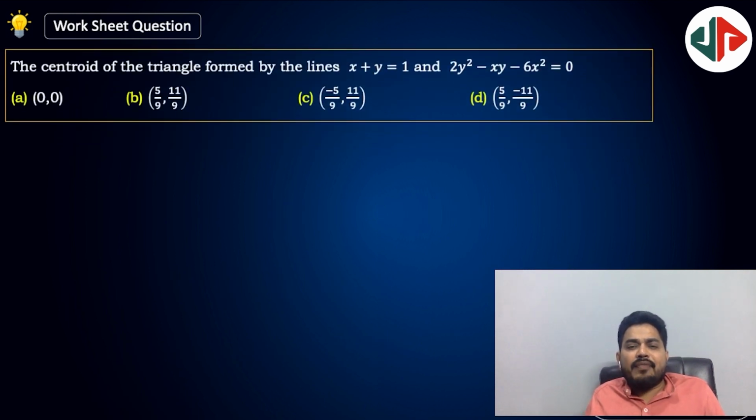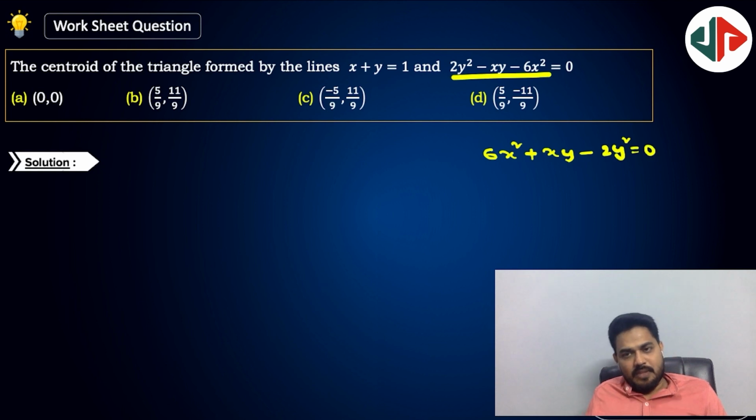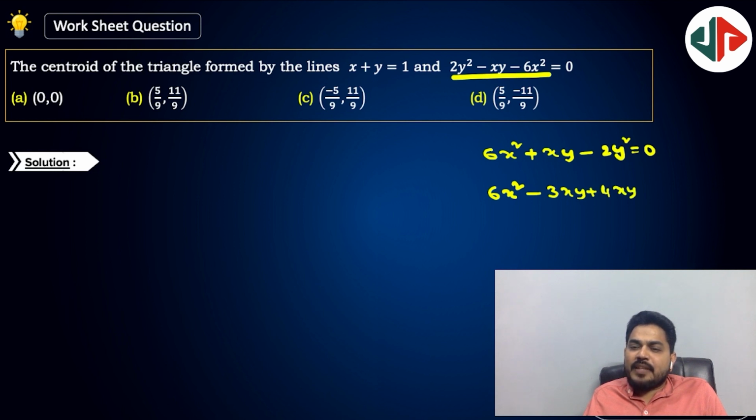Centroid of the triangle formed by the given three lines. Look at it, they just wanted to confuse you. That is 6x square minus x plus xy minus 2y square is equal to 0. Okay, so you can split it: 6x square, 6 2s are 12, so minus 3xy plus 4xy minus 2y square is equal to 0.